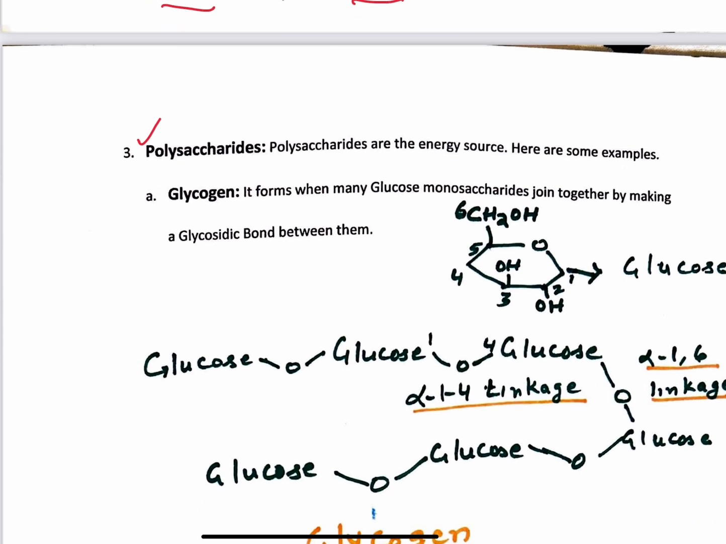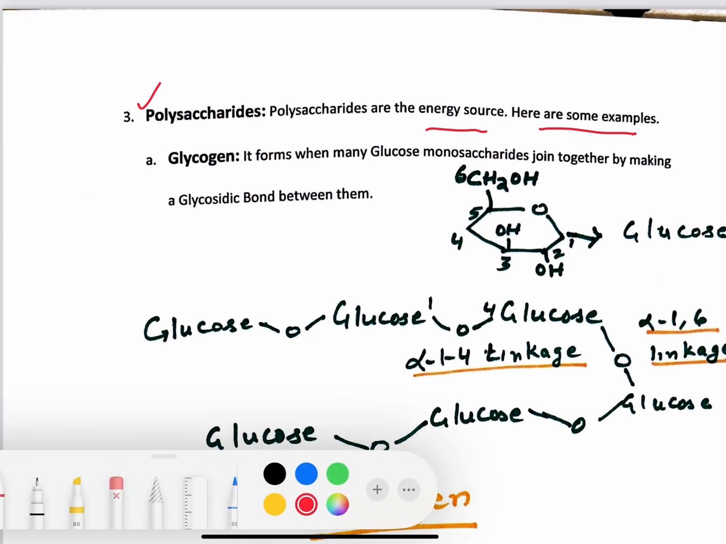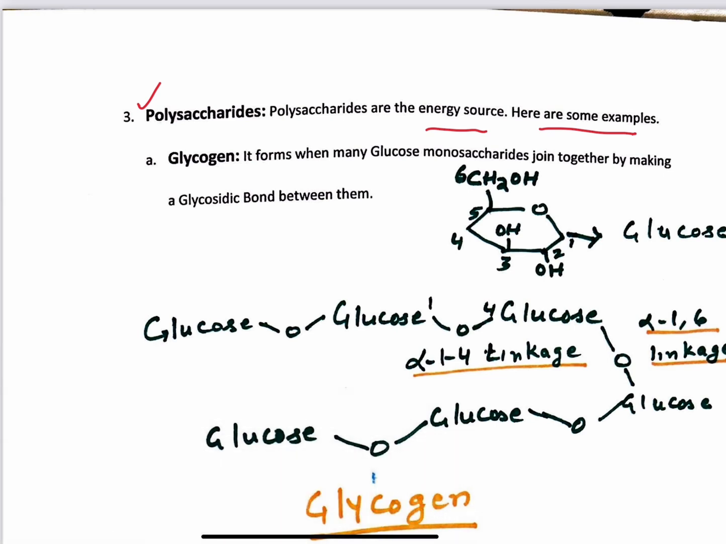Polysaccharides are the energy source, and here are some examples written in this diagram right here, and I'll show you. Glycogen forms when many glucose monosaccharides join together by making a glycosidic bond. So this is a glycosidic bond, and this is the general structure of a glucose right here.